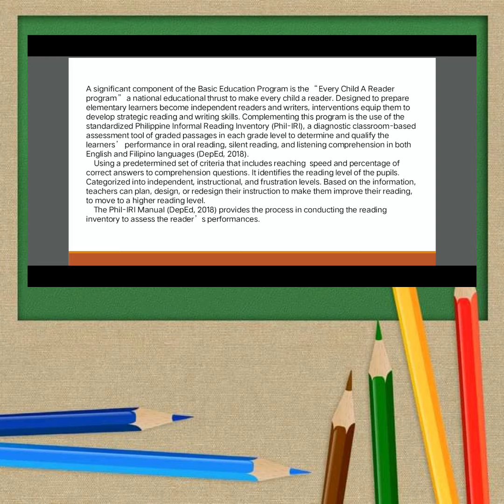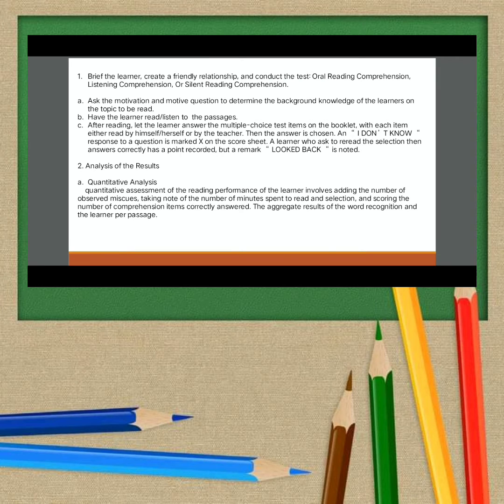According to DepEd 2018, the Field Area Manual provides the process in conducting the reading inventory to assess the reader's performance. The teacher must consider the following: brief the learners, create a friendly relationship, and conduct the test: oral reading comprehension, listening comprehension, or silent reading comprehension. A. Ask the motivation and motive questions to determine the background knowledge of the learners on the topic to be read. B. Have the learner read or listen to the passage.